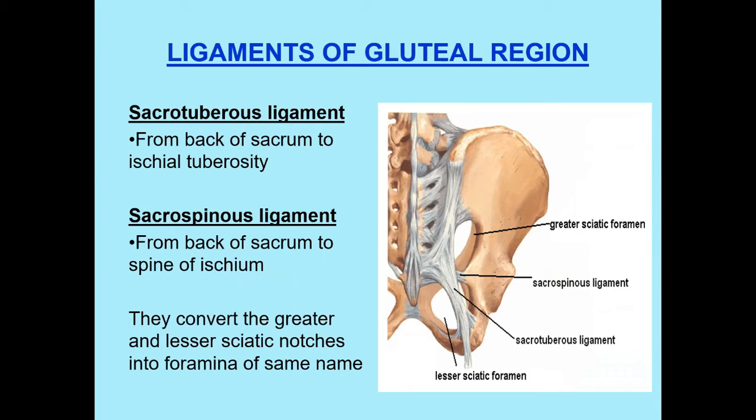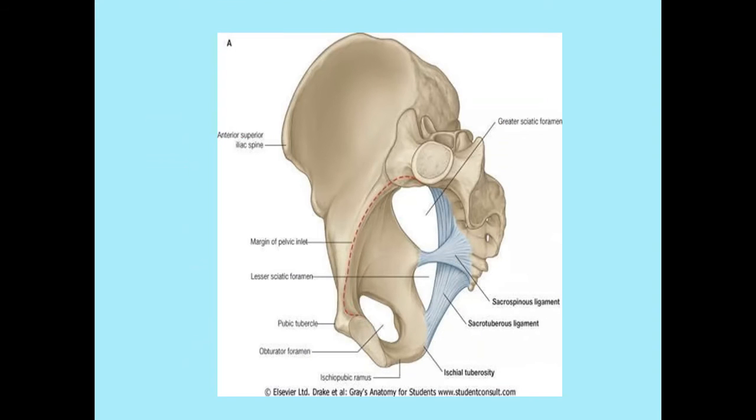Ligaments of gluteal region. Main ligaments of this region are sacrotuberous ligament from back of sacrum to ischial tuberosity, sacrospinous ligament from back of sacrum to spine of ischium. They convert the greater and lesser sciatic notches into foramen of the same name. Here in this diagram we can also see greater sciatic foramen and lesser sciatic foramen with the help of sacrospinous ligament and the sacrotuberous ligament.